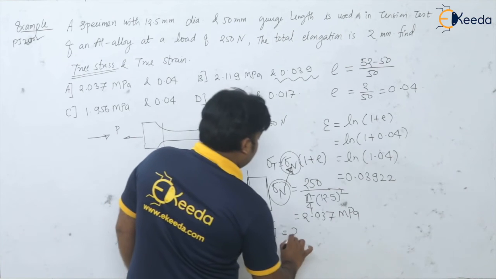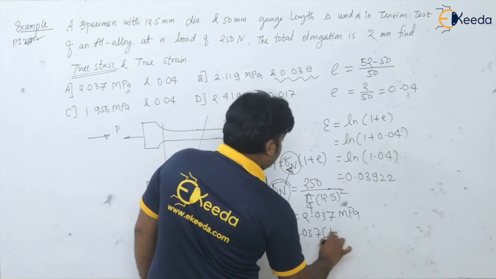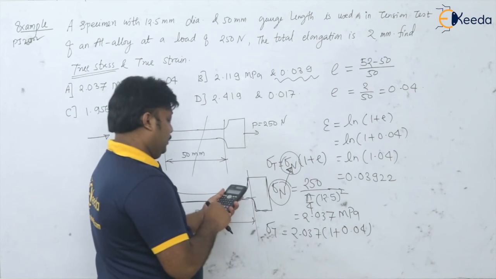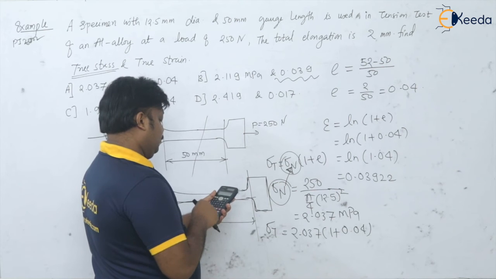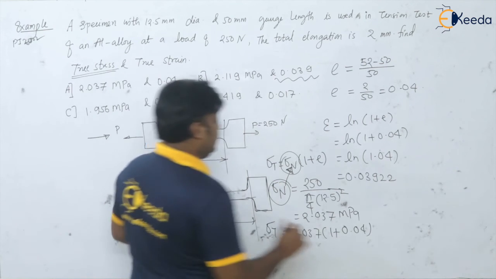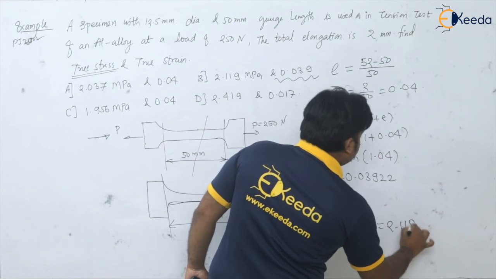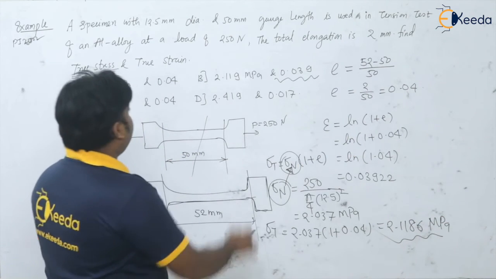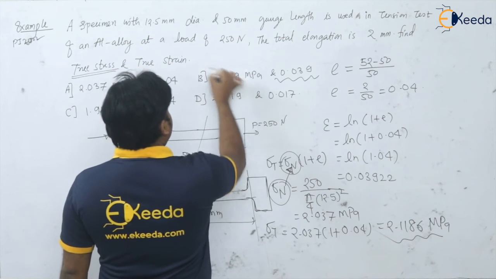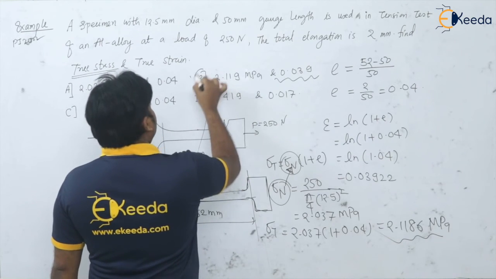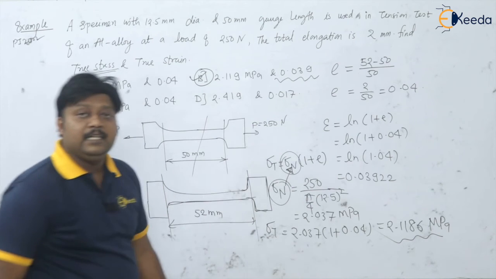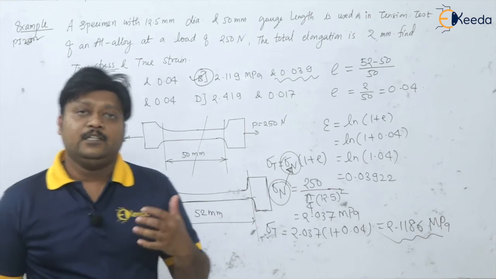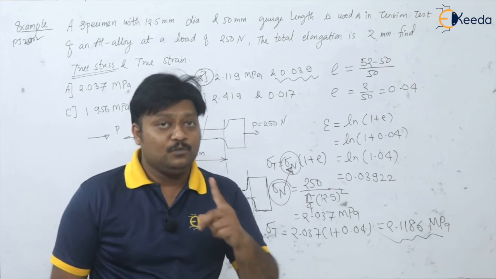And if you put here this value of sigma n, you will get sigma T is equal to 2.037 into 1 plus e, which is 0.04. So into 1.04 we'll get 2.1186 megapascal. So what is the answer? 2.1186, rounded to 2.119. So see, this B is the correct option. So this is how we can find out the true stress and true strain.